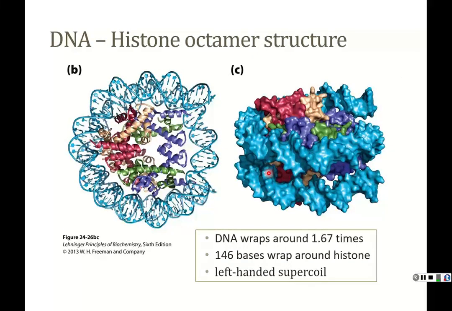Here's another more detailed, crystallography view of it, with the space filling model shown here, and you can see this blue double helical DNA wrapping around that histone core. The DNA wraps about 1 2/3 times around it. Again, there's 146 bases that wrap around that histone, and it's a left-handed supercoil.